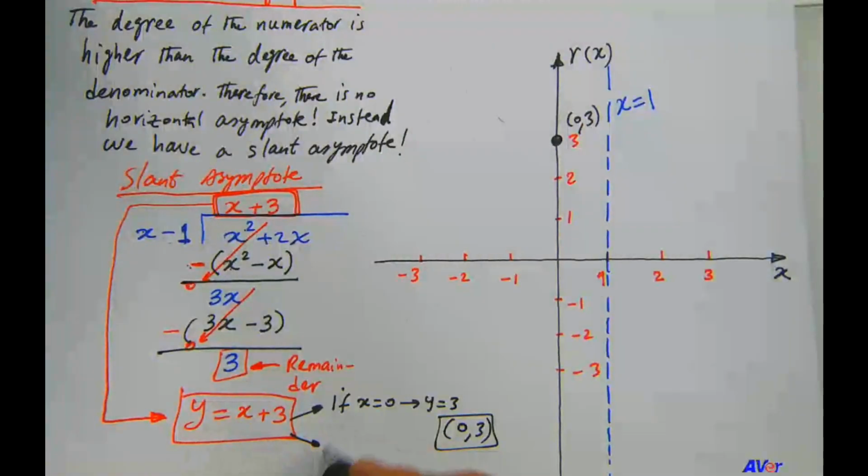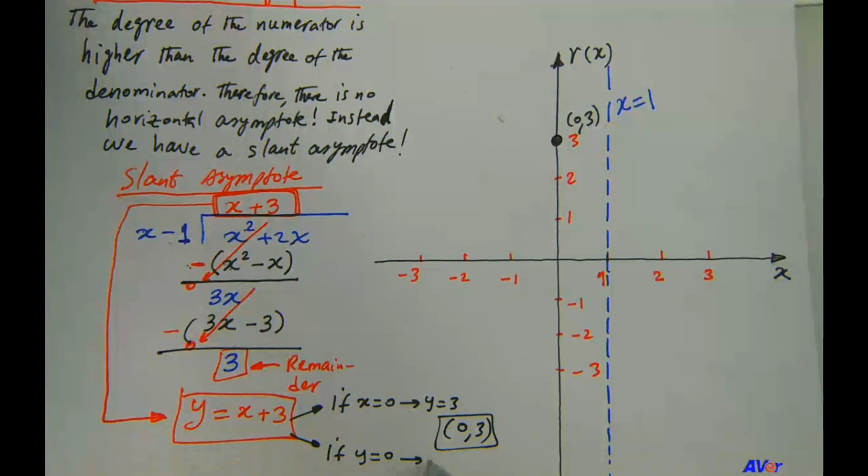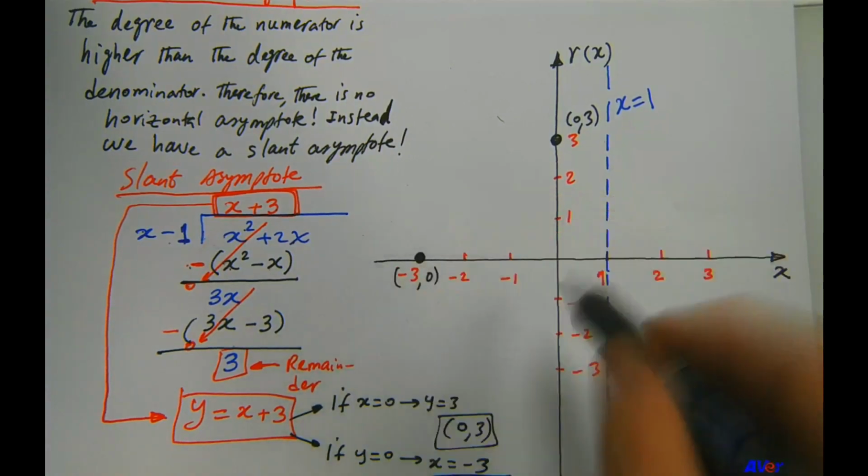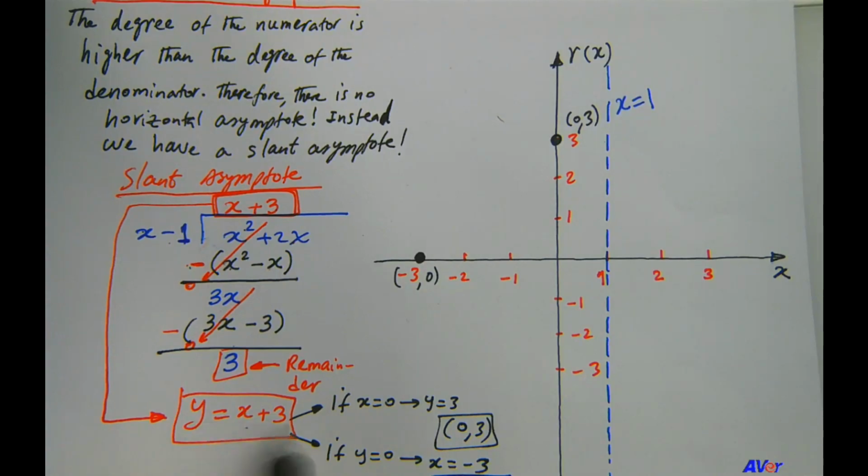This is an easy equation, right? So we can easily find the x and y intercepts. So if y equals 0, then x equals negative 3. So negative 3, comma 0 is the x-intercept. So that would be here, right? Negative 3, comma 0 would be the x-intercept of the slant asymptote. 0, comma 3 would be the y-intercept of the slant asymptote, because we need to know where that line is, right?